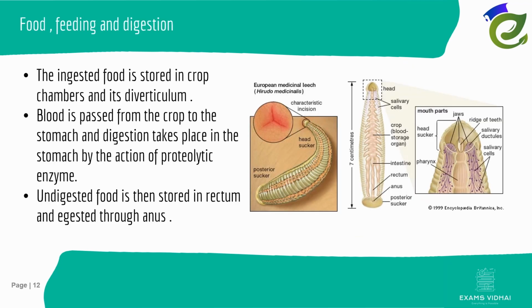Now, food, feeding, and digestion. Basically, the ingested food is stored in the crop chambers and its diverticula, as we saw earlier. And the blood is passed from the crop to the stomach, and digestion takes place in the stomach by the action of a proteolytic enzyme. Then the undigested food is stored in the rectum and egested through the anus.